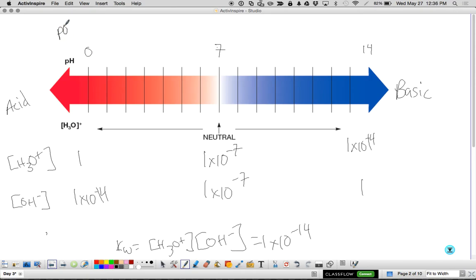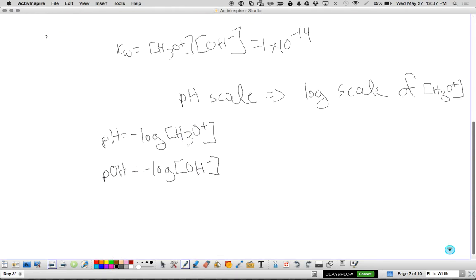Well, what about pOH? Well, pOH is the negative log of concentration of hydroxide ion. So here it's 14, right? Here it's 7, and here it's 0. So you can see that these scales are kind of redundant, okay?